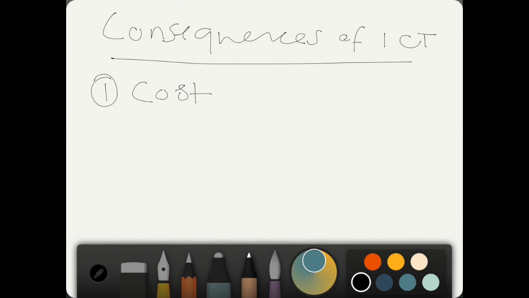This is expensive. If you're making a product that's based around technology like mobile phones, then your customers will want the latest version. They'll want the latest technology incorporated in it. So as a business, you're going to have to spend a lot on R&D. So it's costly. Secondly, obviously another consequence is that you could see a rise in unemployment.